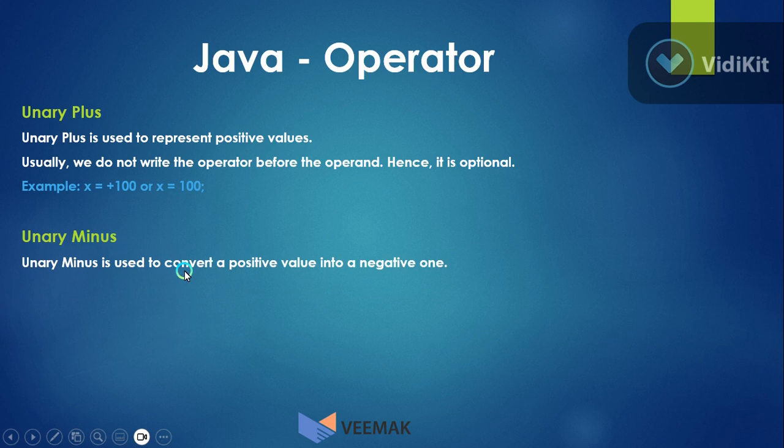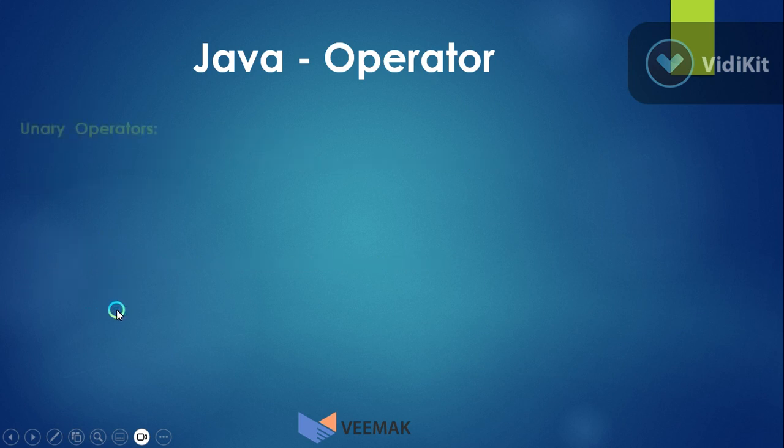Unary minus operator. Unary minus is used to convert a positive value into a negative one. Example, x = 100. Now I am going to negate the value with the help of the minus operator, x = -100. Now the value is a negative value. I am converting a positive value to a negative value.